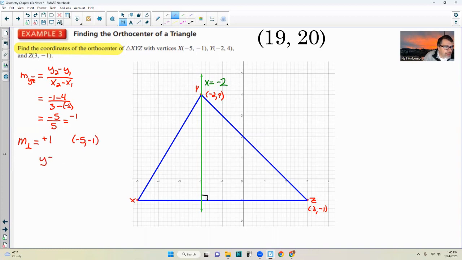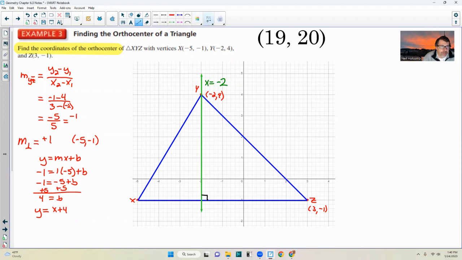Well, the equation of a line is y equals mx plus b. And I have a y, it's -1. I have a slope, which is 1. I have an x, which is -5. I just don't know what my b is, but I can find it because that's the only unknown. So -1 equals -5 times 1, which is -5, plus b. Add 5 to both sides, and we find the y-intercept. b equals 4. So the equation of my line is y equals the slope 1, x plus 4. There's my equation of my line.